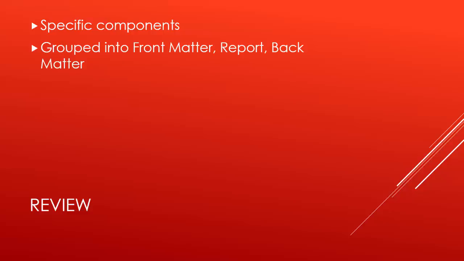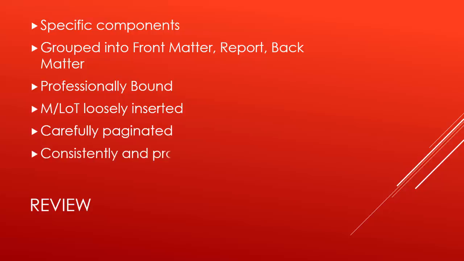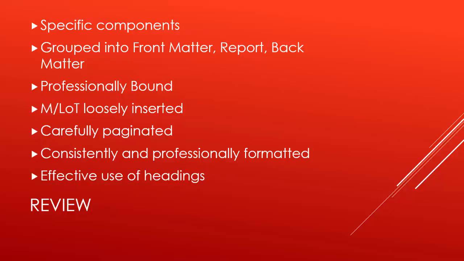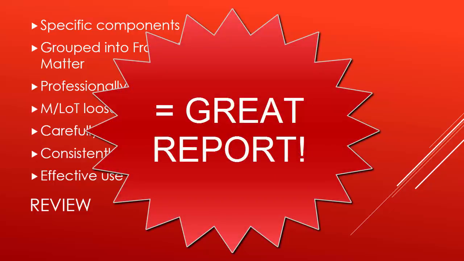So, what have we learned? Formal reports have a number of specific components that are added on to the body of the report itself, grouped into front matter and back matter. All of these components are bound together professionally with the letter or memo of transmittal loosely inserted. Pages are numbered according to the various sections of the report, and consistent and professional document layout and formatting choices are also very important, along with the effective use of headings. Applying these principles will ensure you produce a visually attractive and professional report.